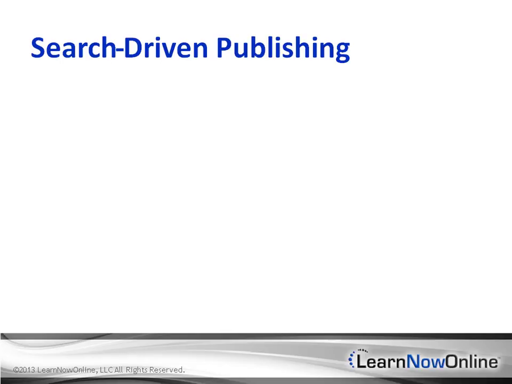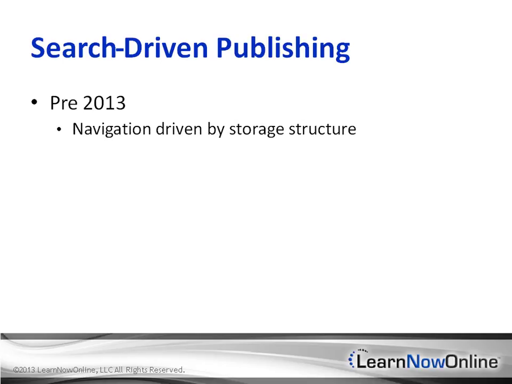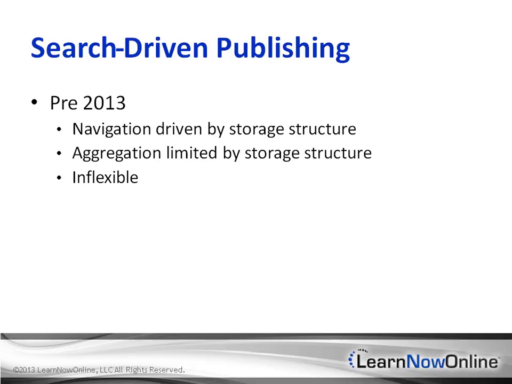Search-driven publishing is a major advance in SharePoint Server 2013. Prior to 2013, navigation of publishing sites normally was driven by the storage structure underneath the covers. And aggregation was also limited by the storage structure. So there's this web part called a content query web part, and it can query the contents inside of a given site collection. And so we could only aggregate based on the system boundaries that we had by the site collection. Our navigation was based on how we had our sites and subsites set up with regards to the pages library. And this was pretty inflexible.